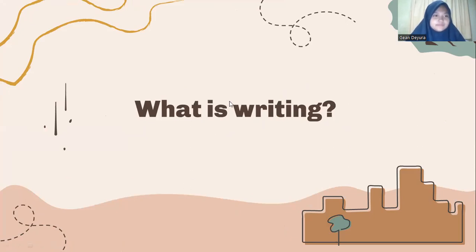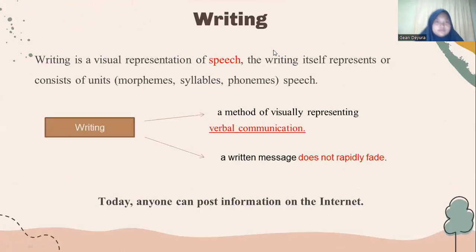So I will explain about what is writing. Writing is a visual representation of speech. The writing itself consists of units: morphemes, syllables, and phonemes of the speech. So you can say that writing is a method of visually representing verbal communication. While both writing and speech are useful in conveying messages, writing differs in also being a reliable form of information.